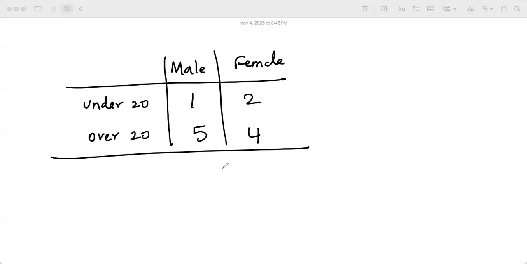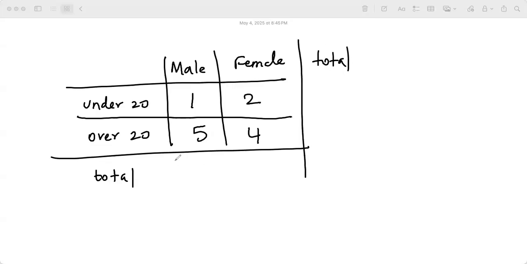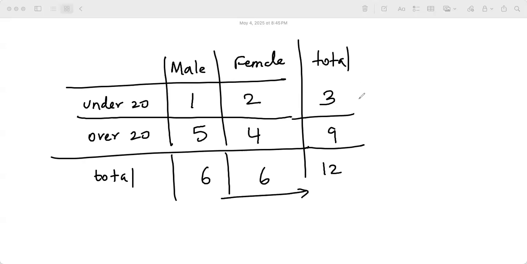The table shows 4 categories into which the contestants of some competition are categorized. Now you can put total here, total here. That is all left to you. So the number of males total is, females total is 6, under 20 total is 3, over 20 total is 9. Basically your total should come as the same. Row total is 12, column total is 12.